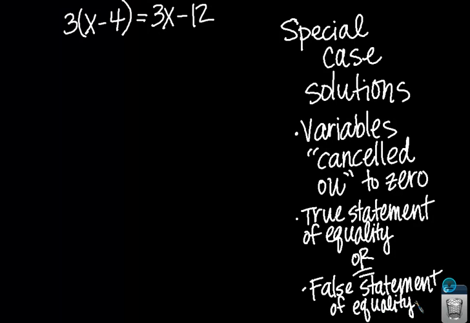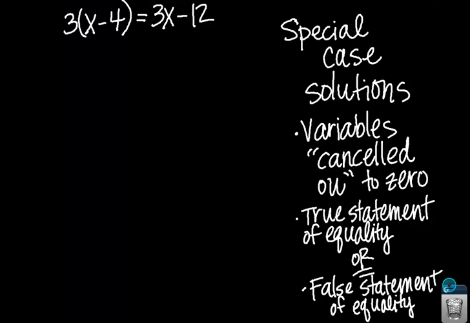And when it was a true statement of equality, that meant that there were infinitely many solutions because any number you plug in will make it true. And if it was a false statement of equality, that meant there was no solution. Nothing you plug in is going to make the statement true. So let's take a look at the equation we have here and see what happens.